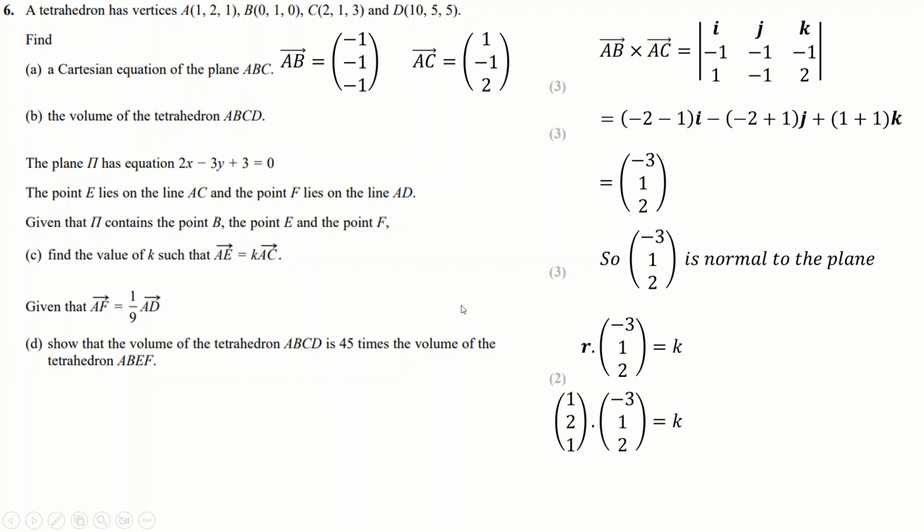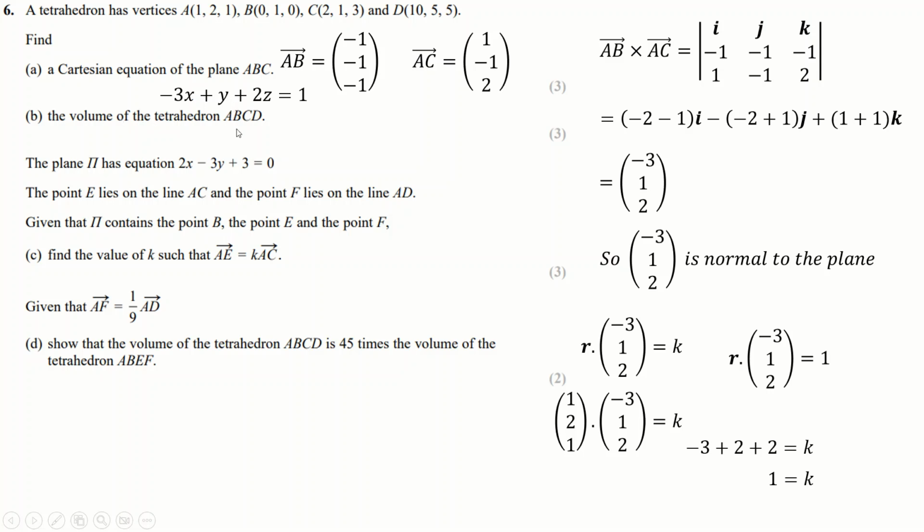I just put in this point into here, dot them out, and you get k is 1, which of course you can just see if you put 0, 1, 0 in. You just get 1 from the middle bits. And then we put k as 1 in there, and we end up with this. And like I said, r is just x, y, z, so this becomes minus 3x plus y plus 2z equals 1, and that's the equation of that plane in Cartesian form.